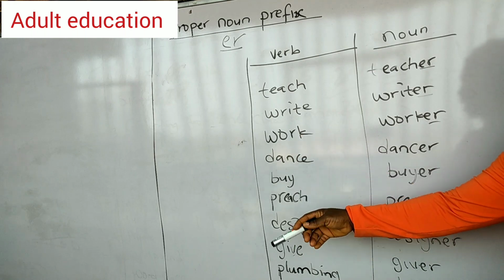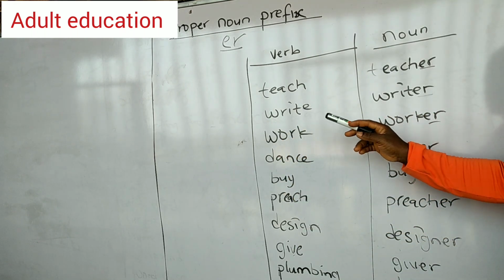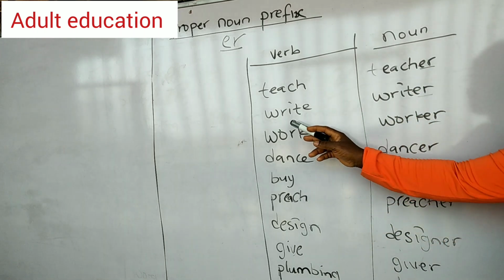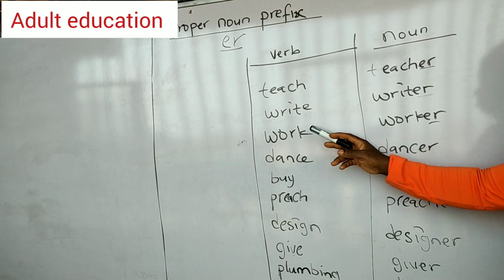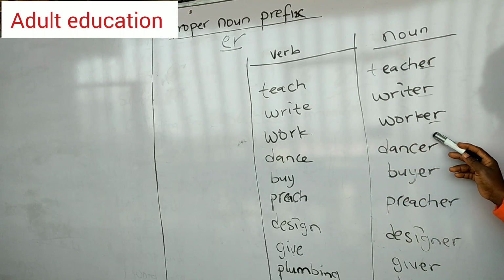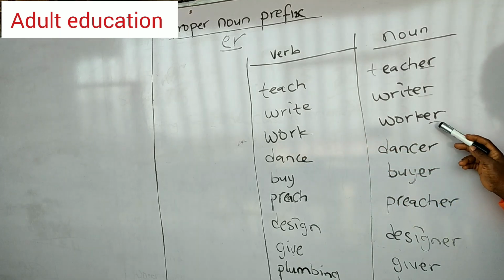And number two, we have write. We have writer. We added R because it has E here. So we have writer. A writer writes. Okay, and number three, we have worker. A worker works.